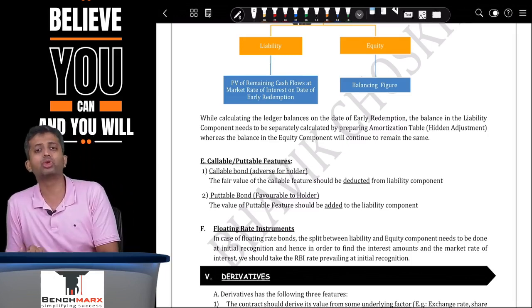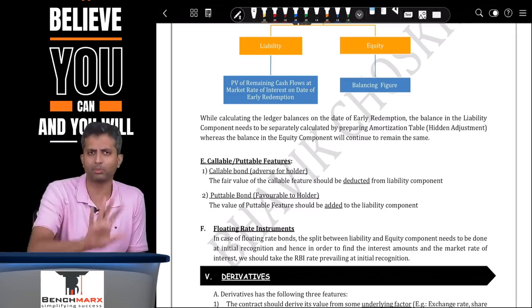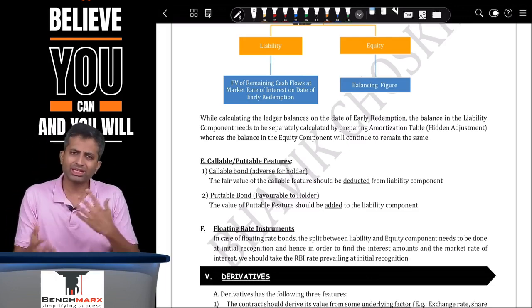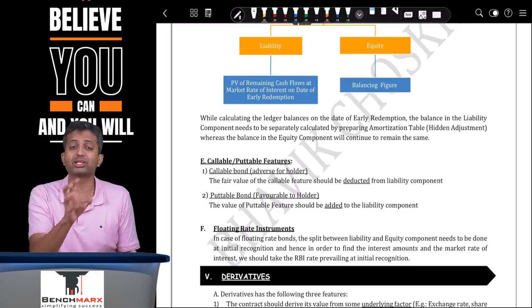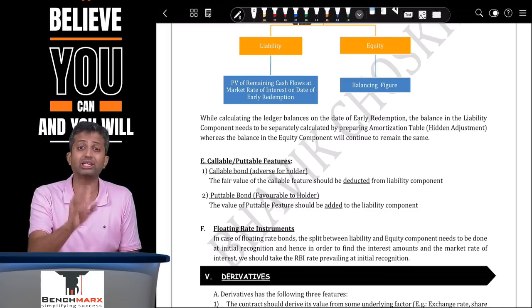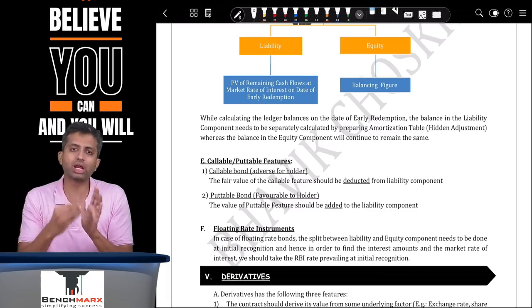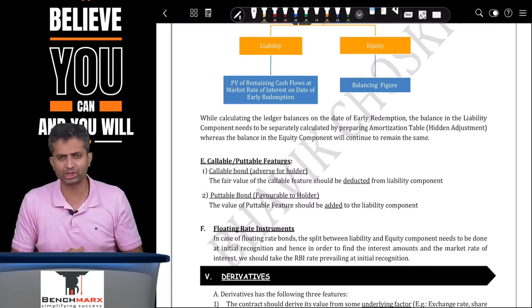On the other hand, there can be a puttable feature where the holder can put the bond and force the issuer to give the money back, which is favorable to the holder. Now, in case there is a callable feature, it is treated as adverse to the holder, and as a result, if there is a separate fair value attributable to the callable feature, we will deduct it from the liability component because it is going to settle in cash.